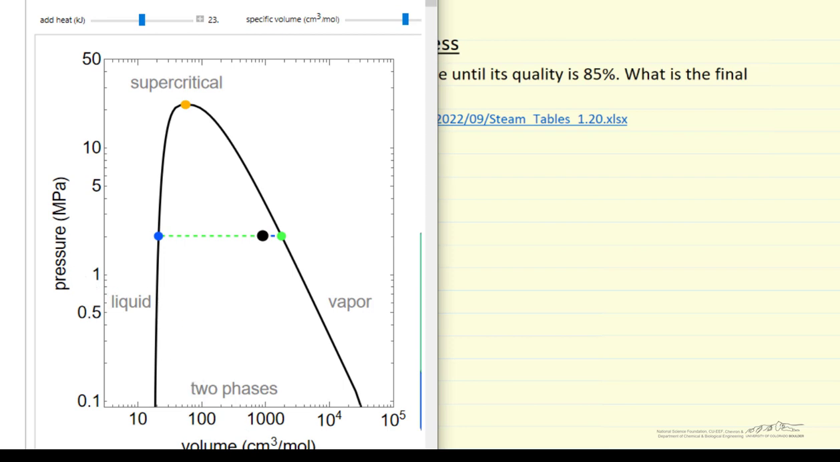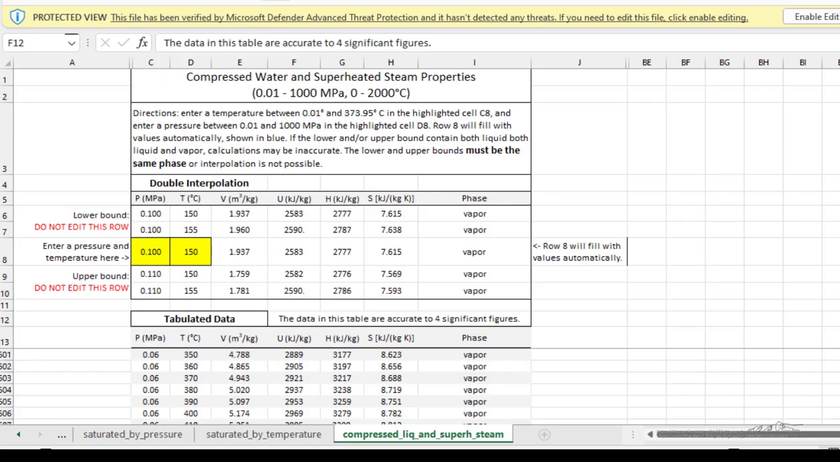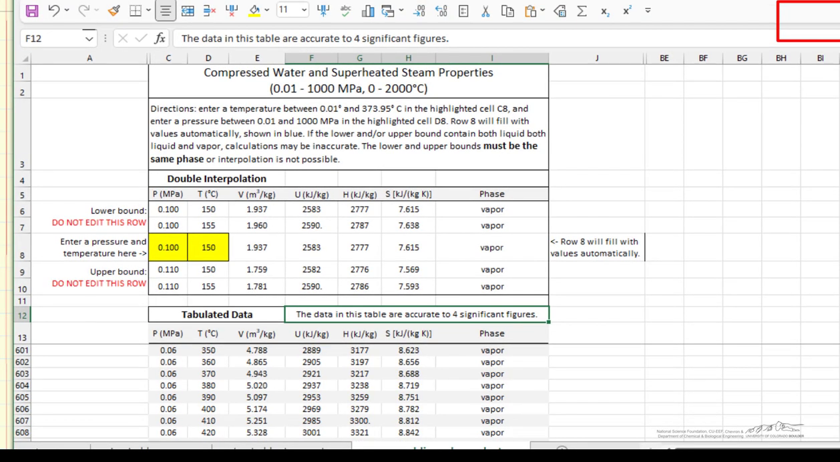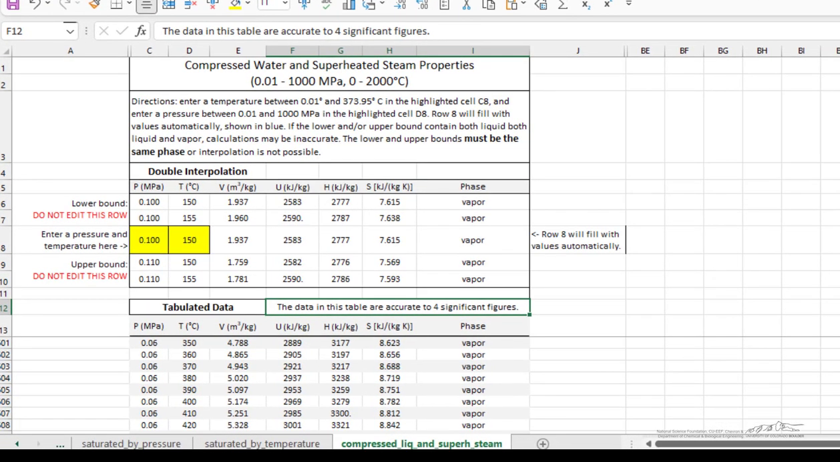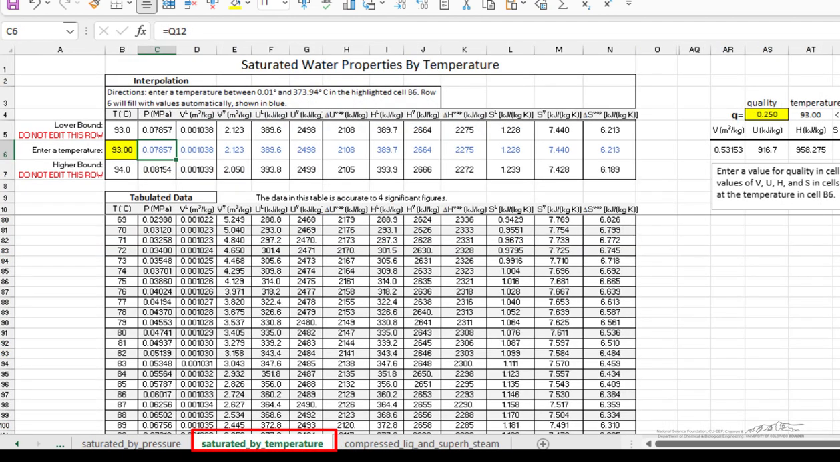So now let's look at the spreadsheet to do the calculations for this process. Here's the spreadsheet. I have to enable editing to be able to use it, enable the content. And now let's look at the saturated temperature table, 250 C, and see the pressure when we start: 3.976 megapascals. What we're interested in is the volume, so I'm going to write the volume over here, 0.05008.